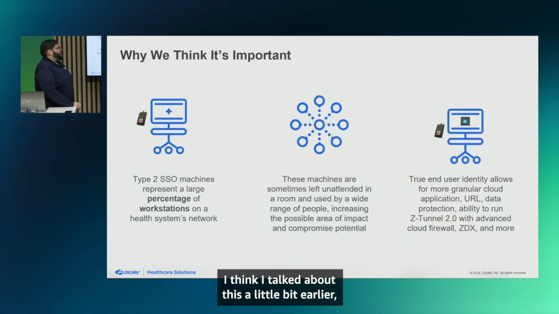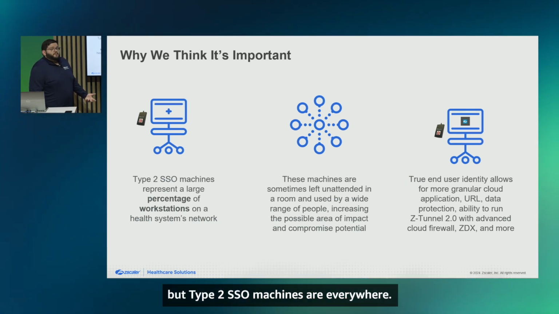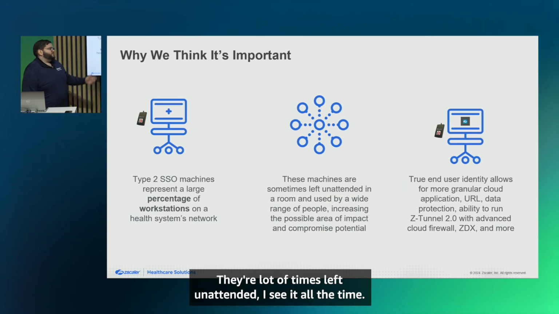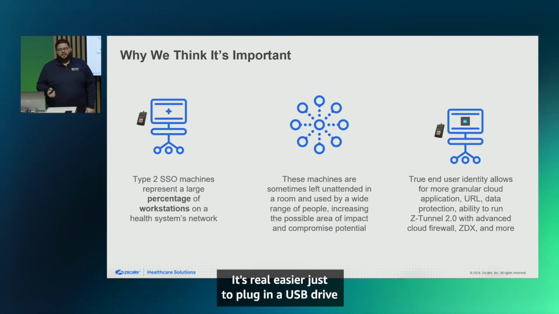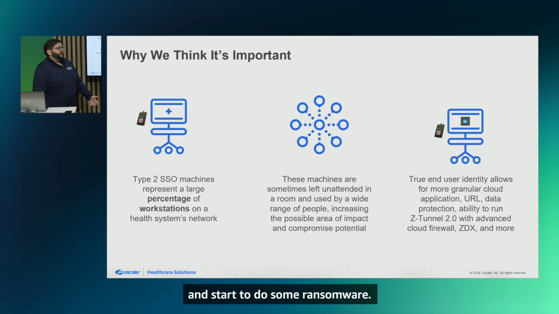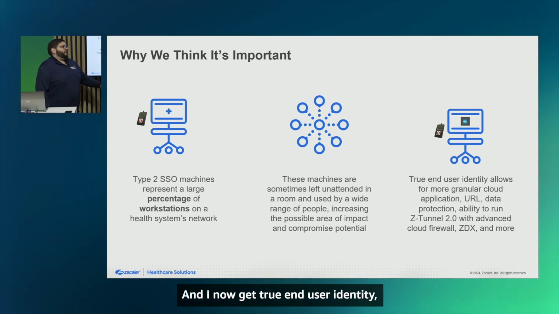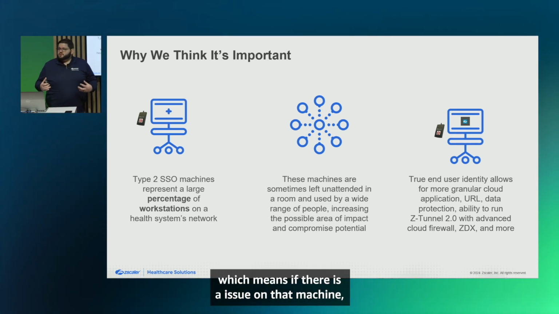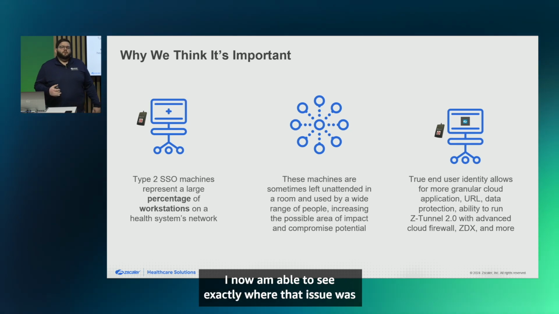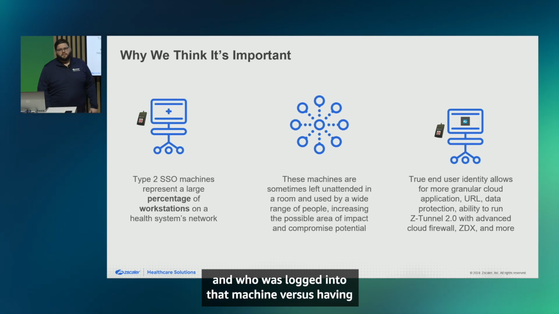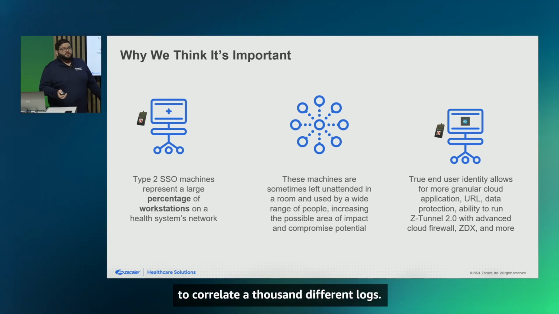And this is why it's important. I think I talked about this a little bit earlier, but type 2 SSO machines are everywhere. They're oftentimes left unattended. I see it all the time. It's really easy just to plug in a USB drive and start to do some ransomware. And I now get true end user identity, which means if there is an issue on that machine, I now am able to see exactly where that issue was and who was logged into that machine versus having to correlate 1,000 different logs.